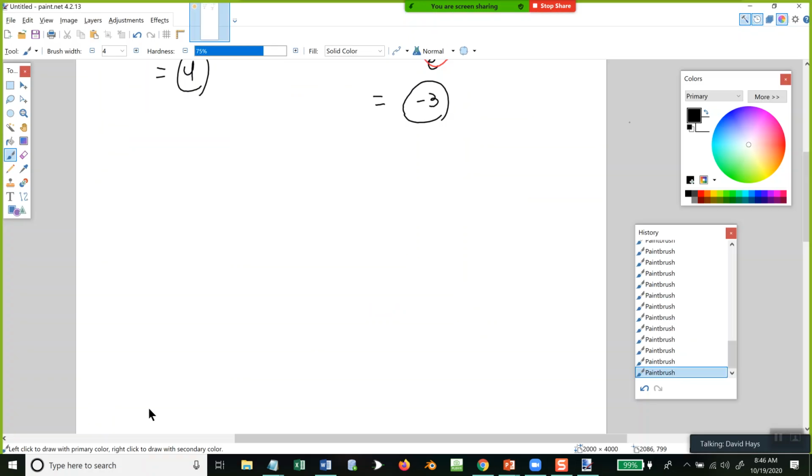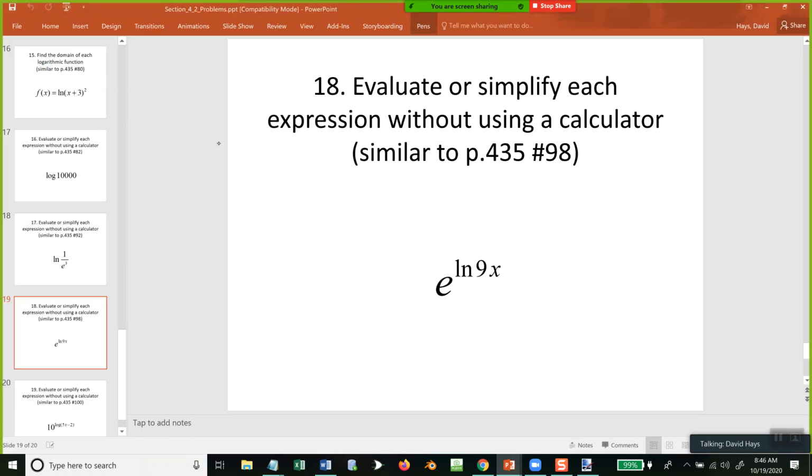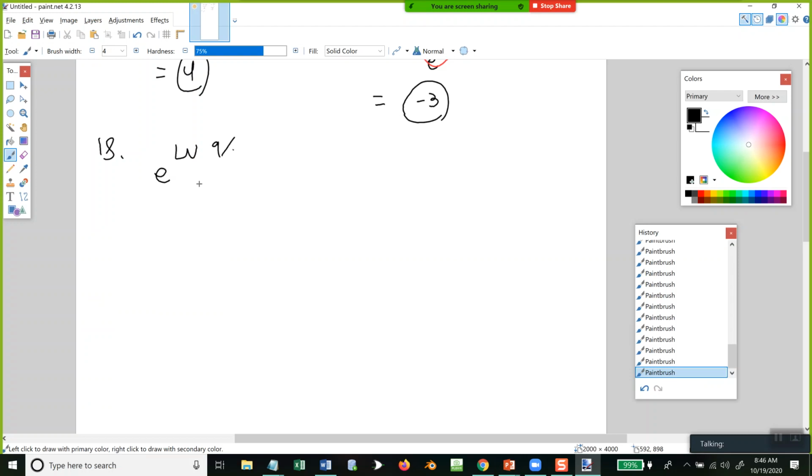Number 18. e to the natural log of 9x. Now remember, natural log means base e, so I'll put that there to really emphasize it. And we saw this property back in the first part of this section. If these numbers match, remember e's are just numbers, if those numbers match and we have a log, those numbers and the log will cancel. And what follows that will drop out of the exponent. And that's our answer.